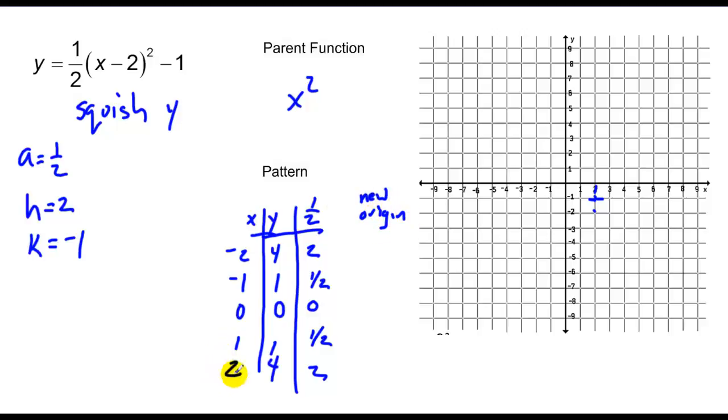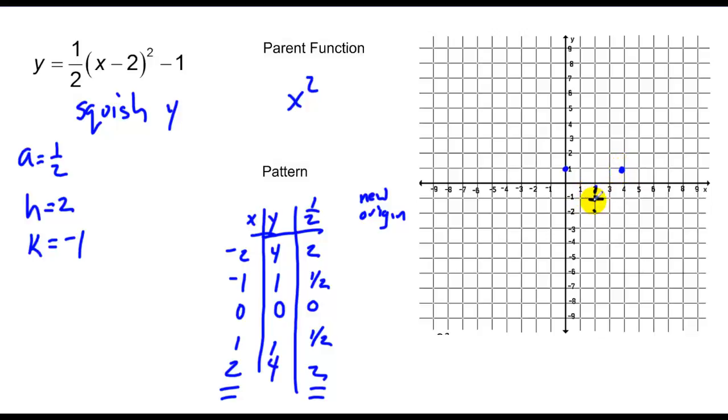And I'm going to use this pattern now to graph x's and y's from the new origin. So if I go over 2 in the negative direction and up 2, I should get to a point. Over 2, up 2.